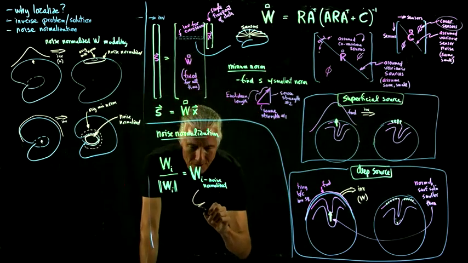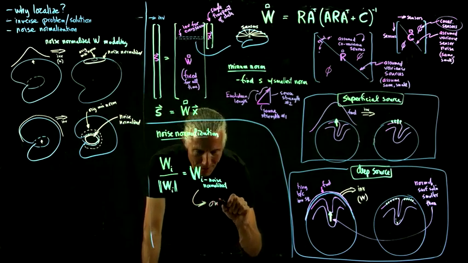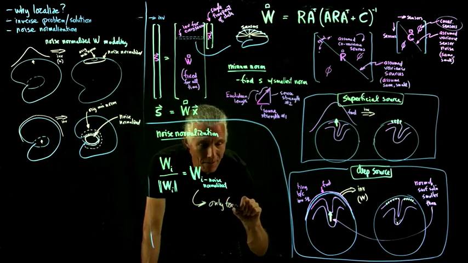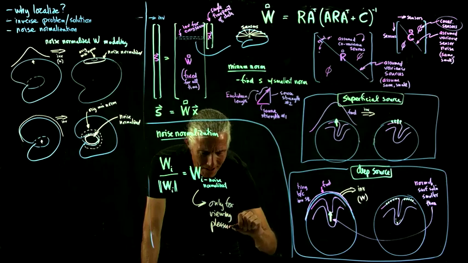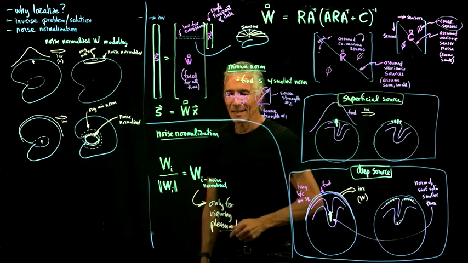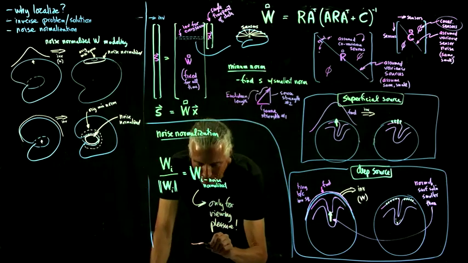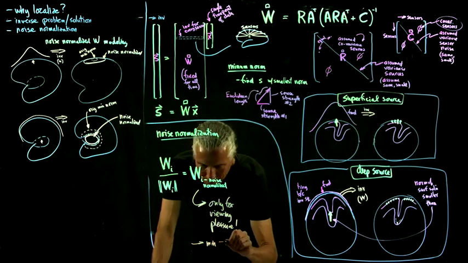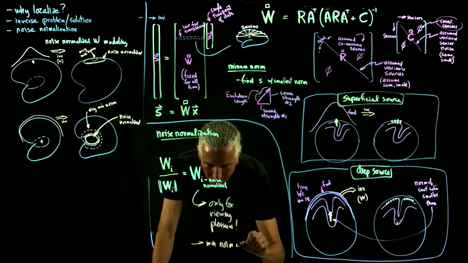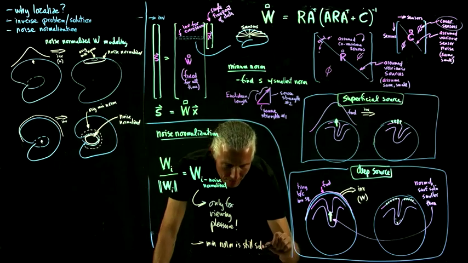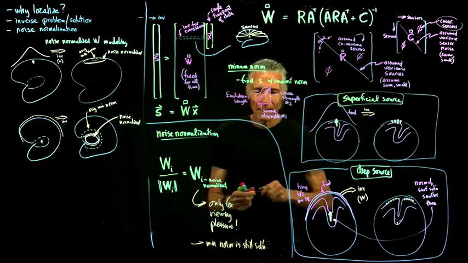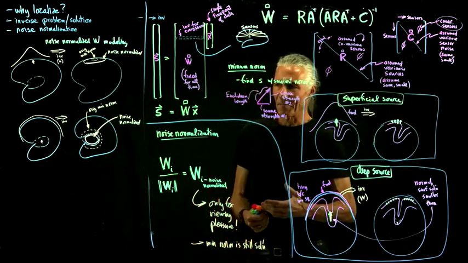So this is only for viewing pleasure, right? It's not the solution. The minimum norm is still the solution, but it's a way of looking more like a stat at your data.